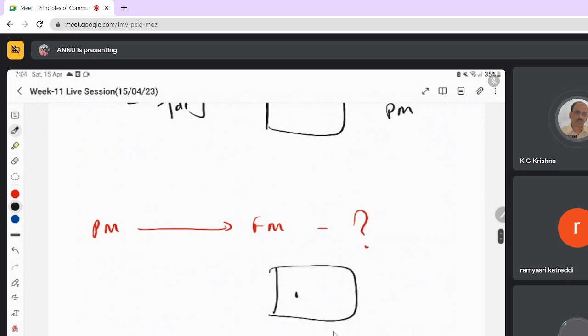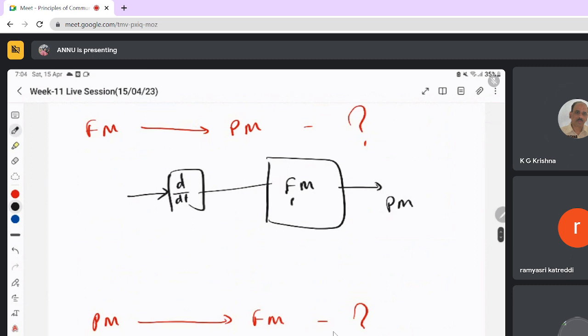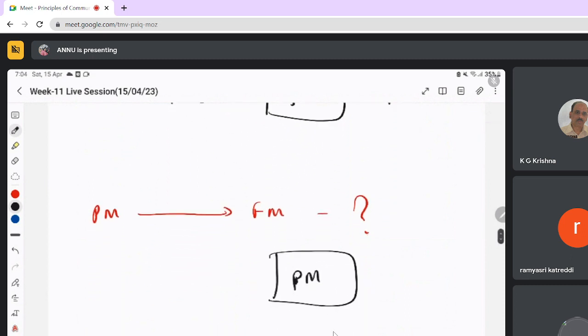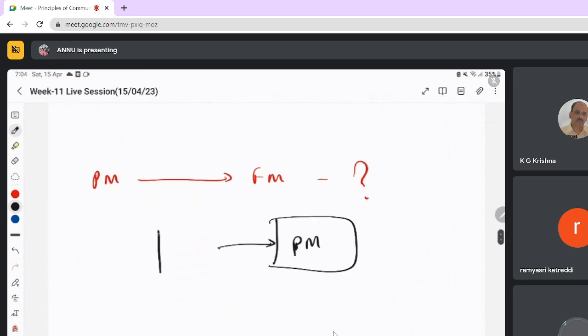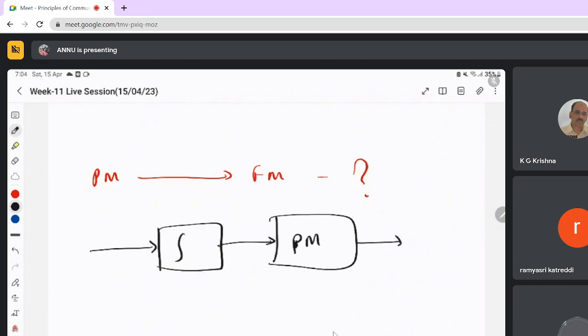Rate of change of phase is frequency, right? Here you are having an integration term. So that integration will get cancelled by d/dt, right? We have an integration term. Just let me know, is it correct or not? Question?